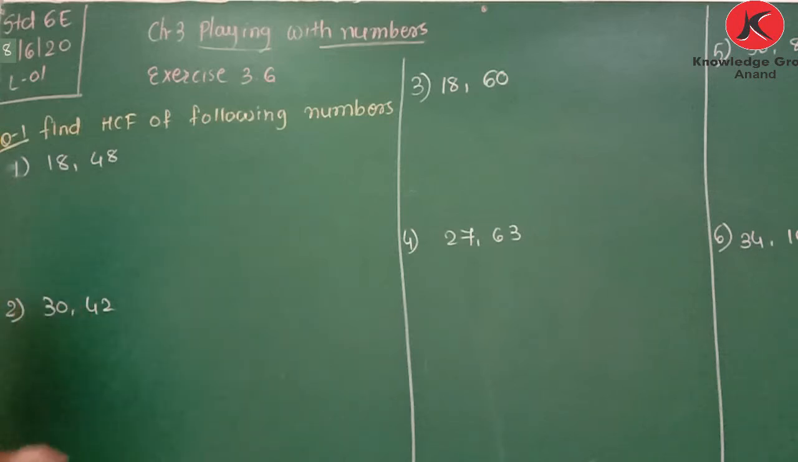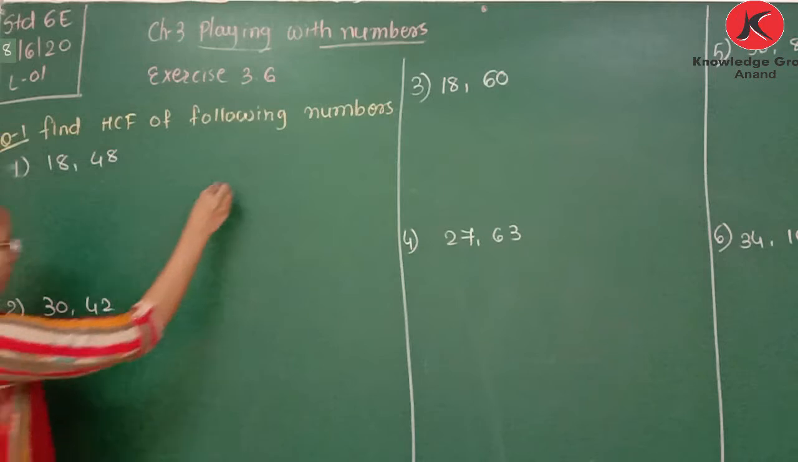So let's start exercise 3.6. Question number 1. Find HCF of following numbers. So here 18 and 48, it means you need to find factors using prime factorization of 18 and 48.